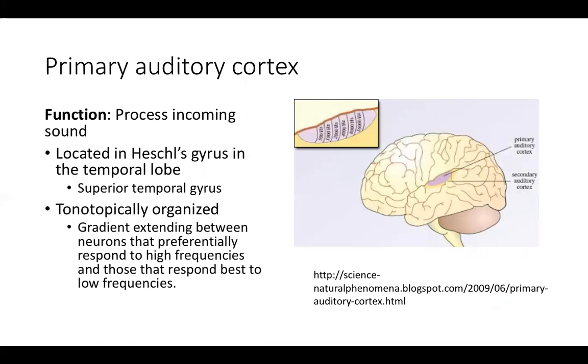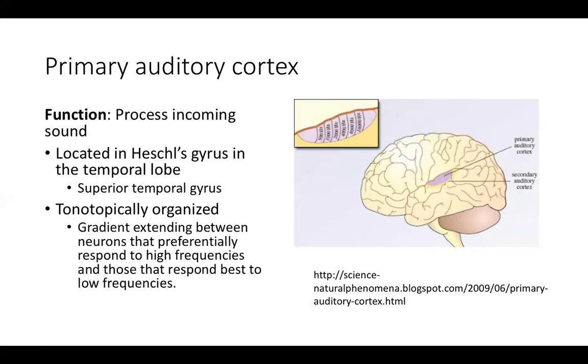And here we have the primary auditory cortex, whose main function is to process incoming sound. This area is located in the Heschl's gyrus in the temporal lobe, and specifically in the superior temporal gyrus. Here I've labeled it in pink in this image of the brain, showing where the primary auditory cortex resides. And as you can see, similar to the motor cortex and the sensory cortex, the auditory cortex also has a specific organization.